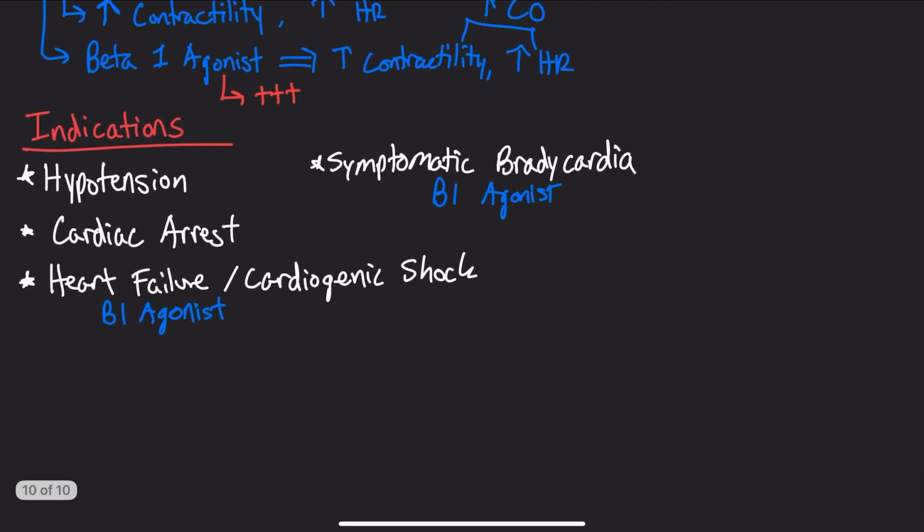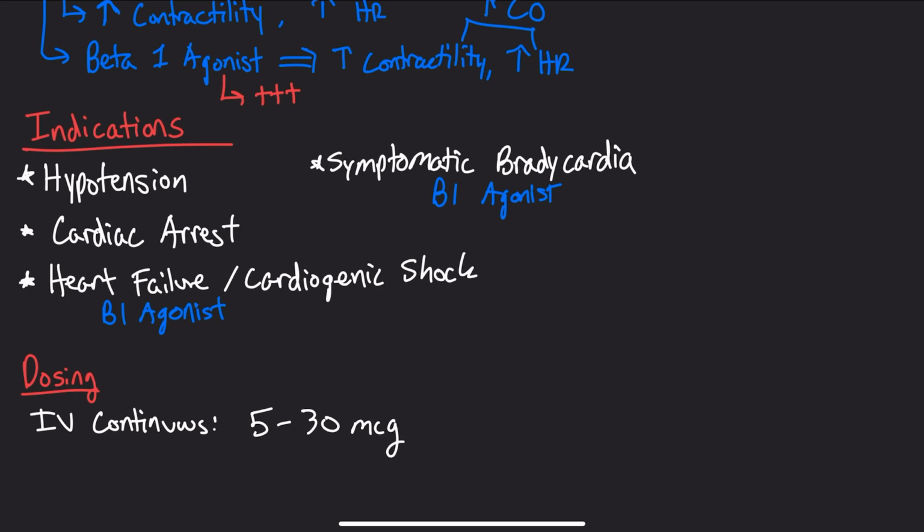As far as dosing for epinephrine, common dosing for a continuous IV infusion is going to be 5 to 30 mcg per minute. And for ACLS, you'll have your IV push, which will be your 1 milligram that you'll get very comfortable with using in code blues and all the cardiac arrests you'll have in the ICU.